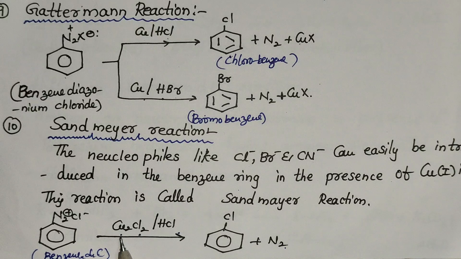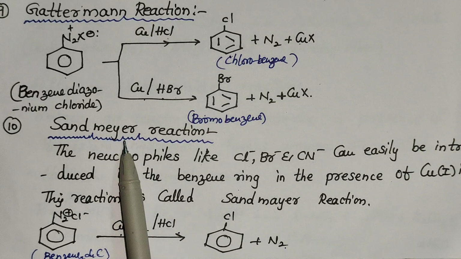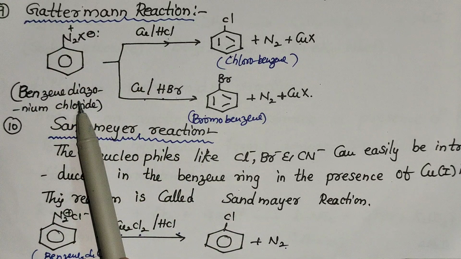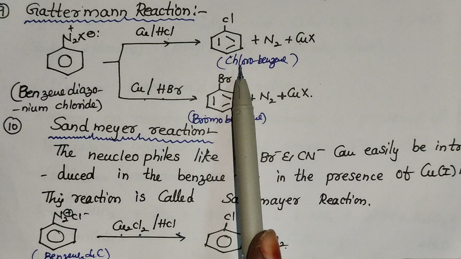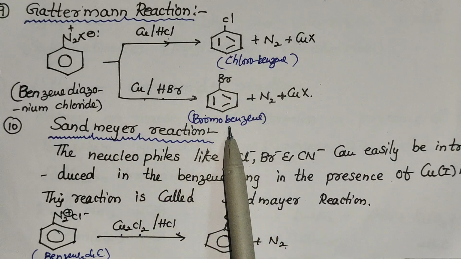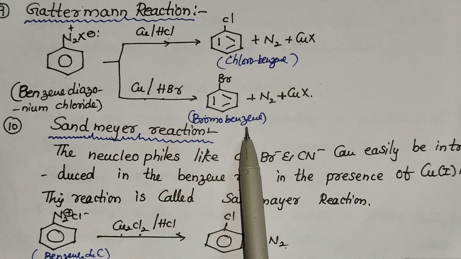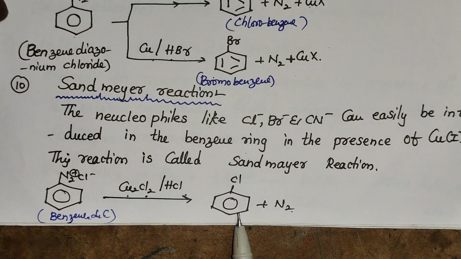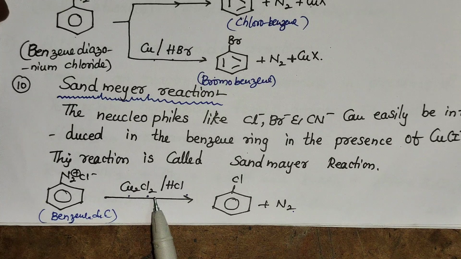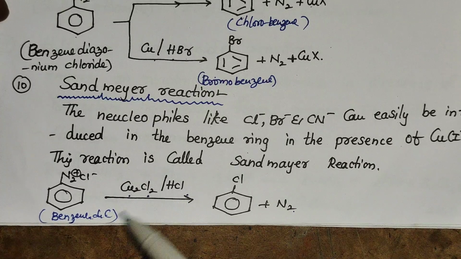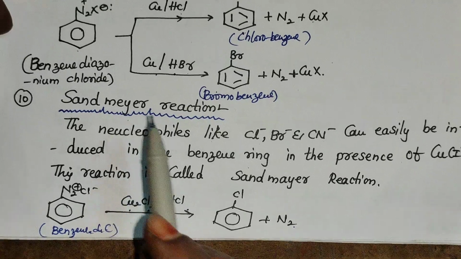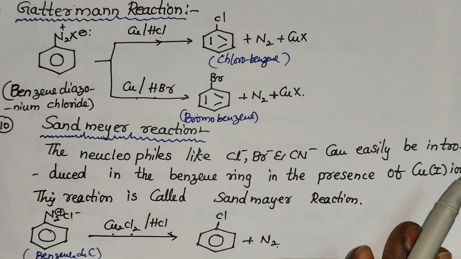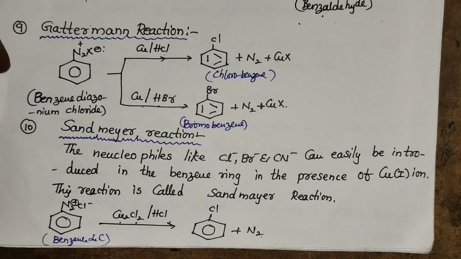Remember once again, Cu2Cl2 is used for Sandmeyer. Simple copper is used for the Gatterman reaction. Here also benzene diazonium is converted to chlorobenzene or sometimes bromobenzene. HBr gives bromobenzene, HCl gives chlorobenzene. Benzene diazonium chloride converts to chlorobenzene in the presence of Cu2Cl2. If we use Cu2Cl2, that is Sandmeyer. If we use simple copper, that is the Gatterman reaction. Remember carefully.